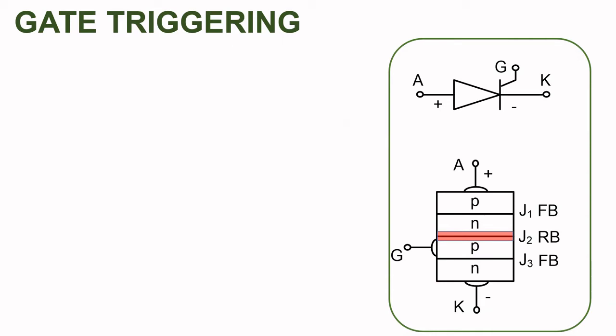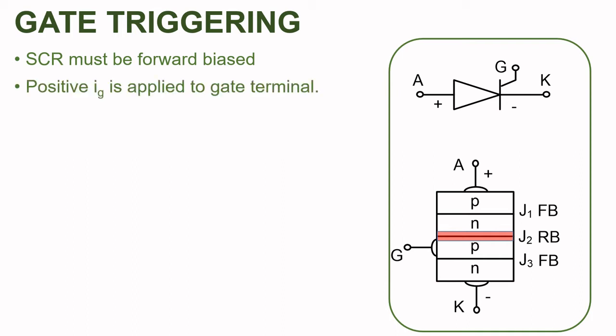Gate triggering. In this method also, the SCR is maintained under the forward biased condition. For triggering the SCR by gate terminal, a positive gate current is applied to the gate with respect to cathode. In order to apply a positive gate current, the gate terminal is maintained at a higher voltage than that of cathode.